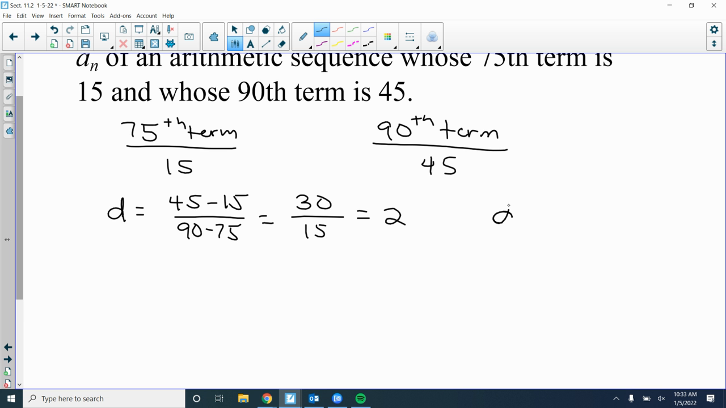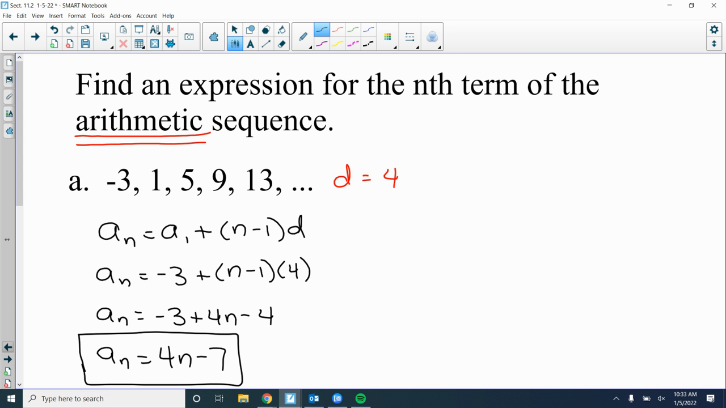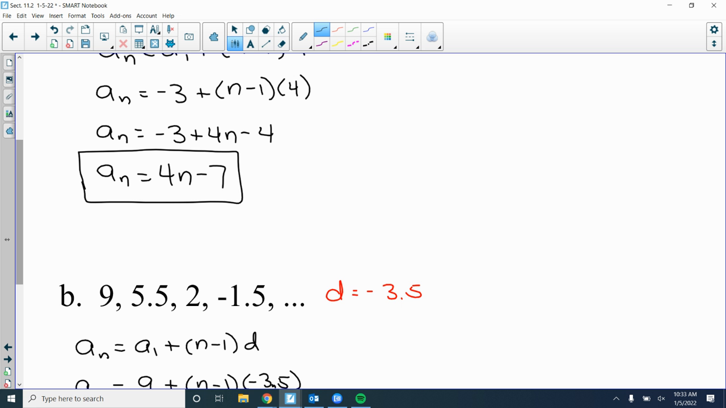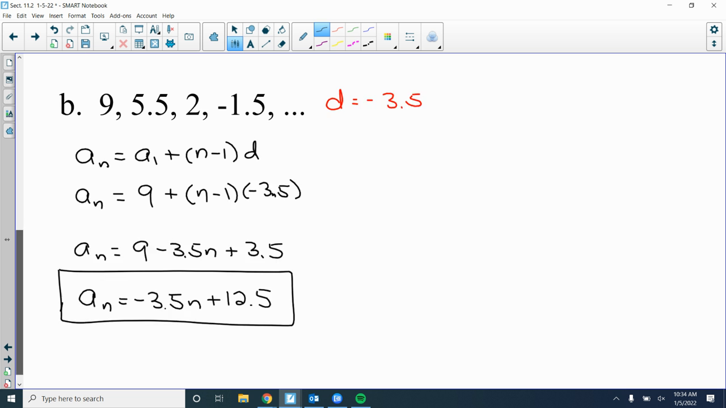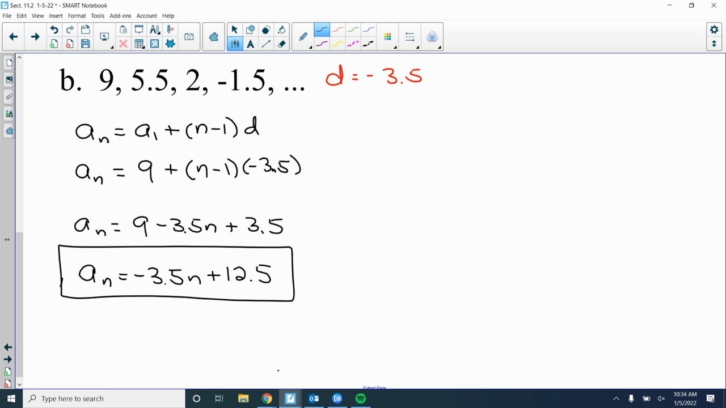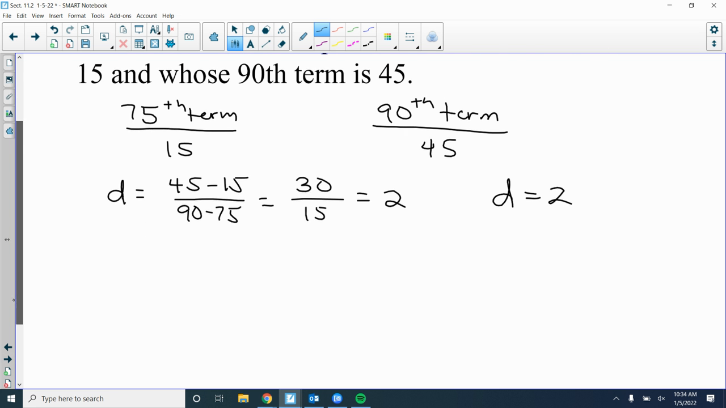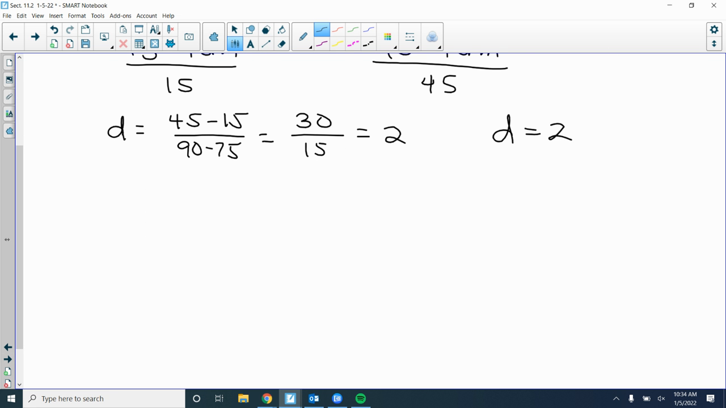What's my general term, which was, what's your equation? It's got to look like a sub n equals, instead of 4n, it's going to be 2n. In the earlier example, a sub n equals negative 3.5n plus 12.5. So I have to have something where my 75th term is 15 and my 90th term is 45. I'm going to go to this so that we at least have a procedure: a sub n equals the first term plus n minus 1 times d.